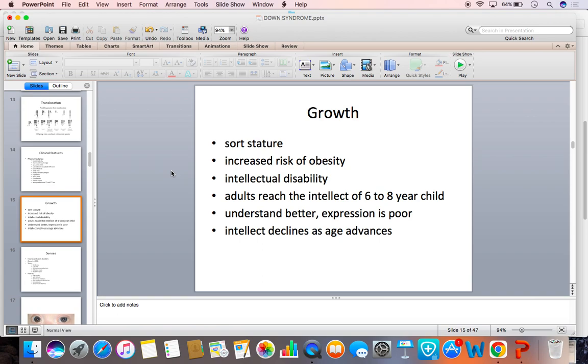They'll have short stature, increased risk for obesity, intellectual disability. Adults reach the intellect of a 6 to 8-year-old child. They understand better, but expression is poor. Why not? They will smile. Intellect declines as the age advances because they are more prone to Alzheimer's disease.